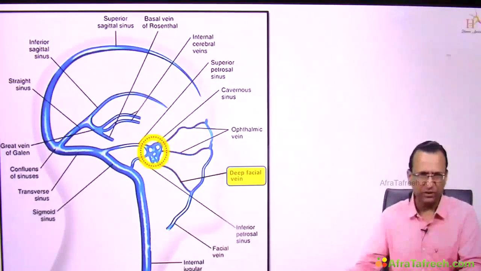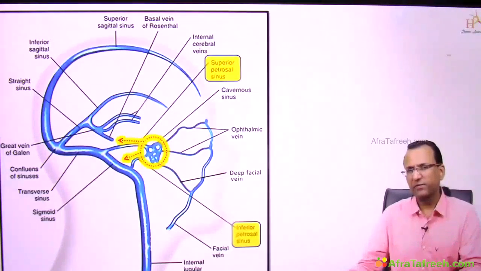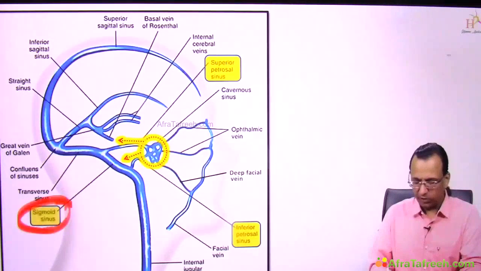And what about the others? Like the superior petrosal sinus and the inferior petrosal sinus? Neither of them will drain into the sigmoid sinus.